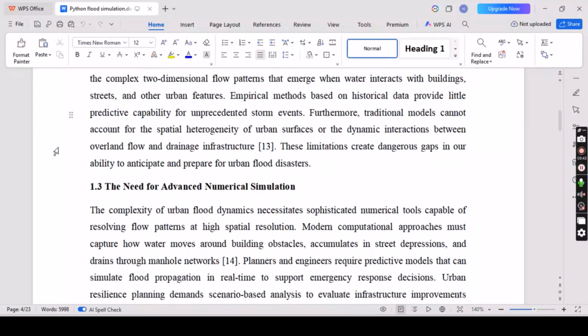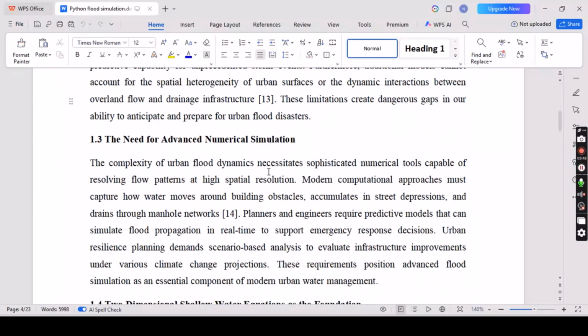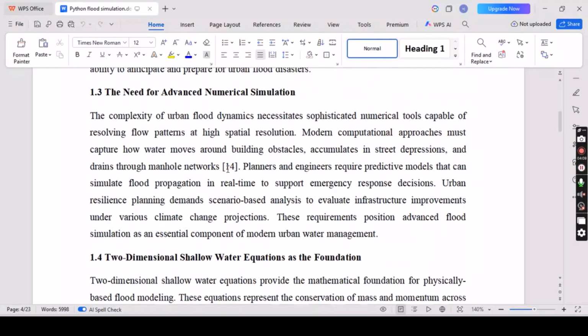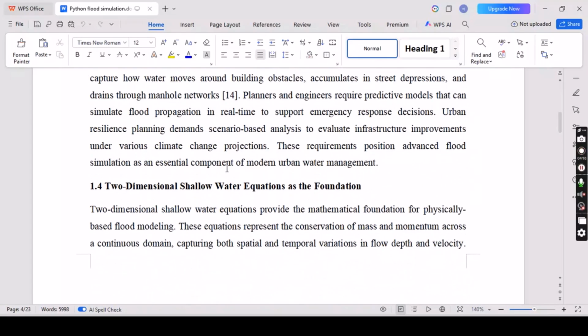as specific flood conditions. Okay, so the need for advanced numerical simulation is that modern computational approaches must capture how water moves around building obstacles and accumulates in streets and depressions, as well as drains through manholes and networks as well. So the planners and engineers require predictive models that can simulate flood propagation in real time to support emergency response decisions as well.